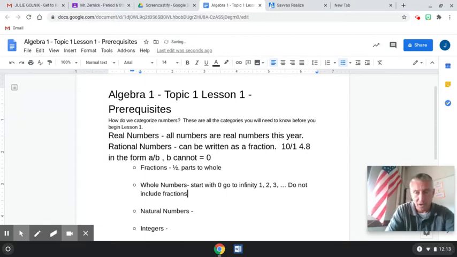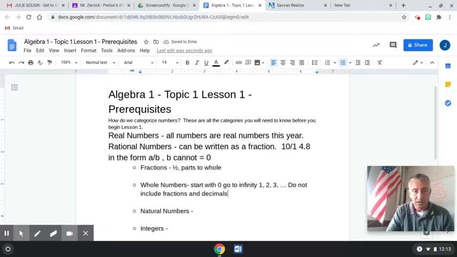So fractions are not whole numbers. They're pieces of numbers. So the whole numbers are 0, 1, 2, 3, 4, and we continue to go on to infinity in the positive direction. They also do not include decimals. So they do not include fractions and decimals.